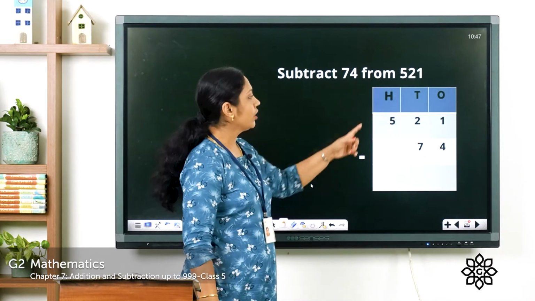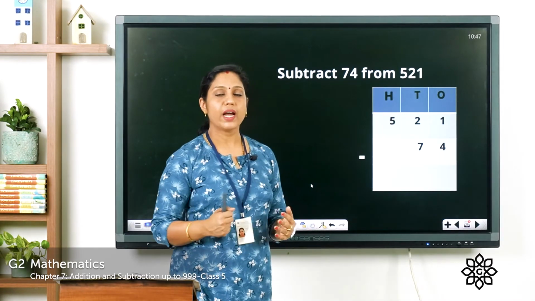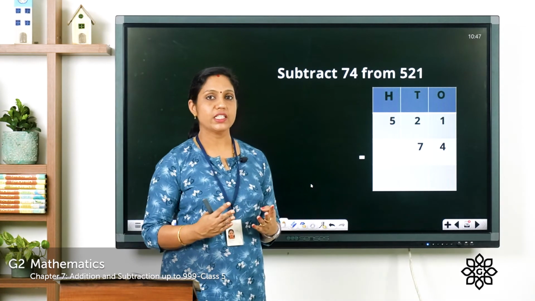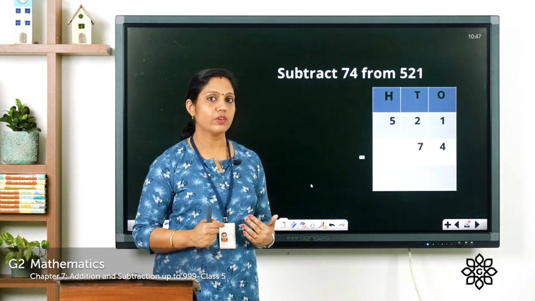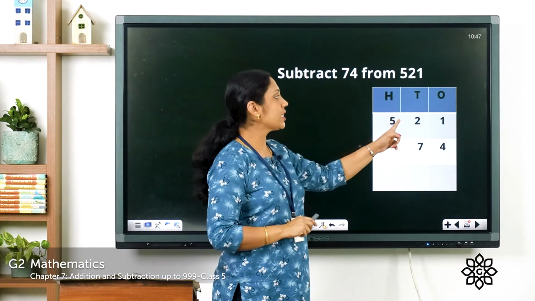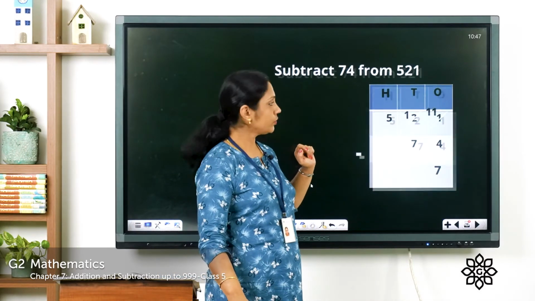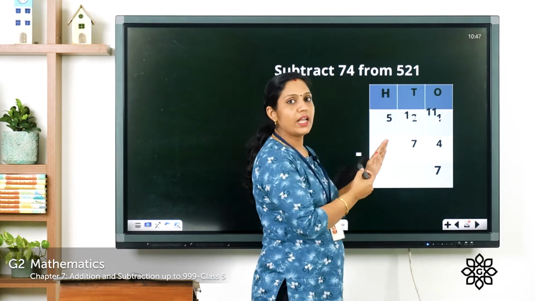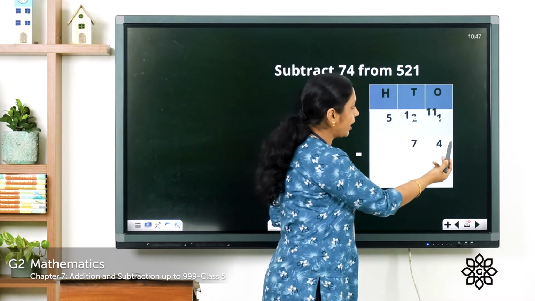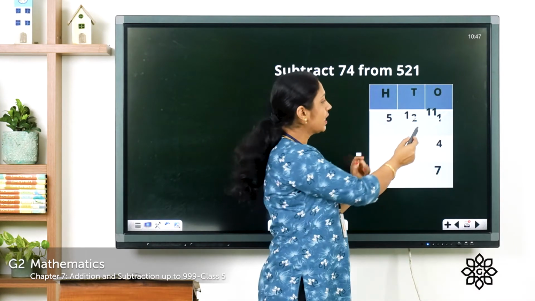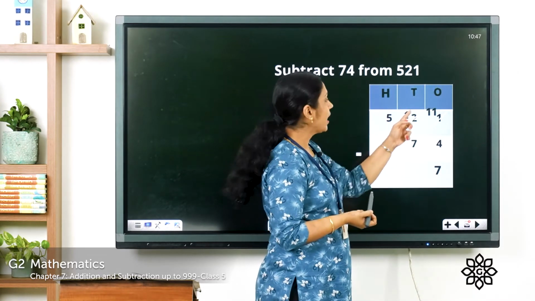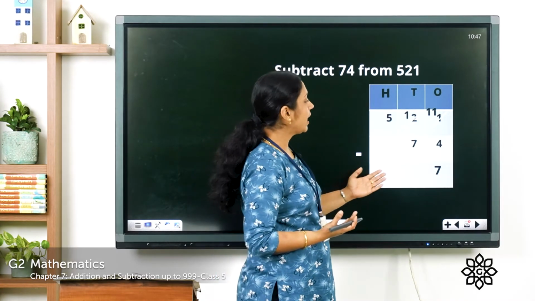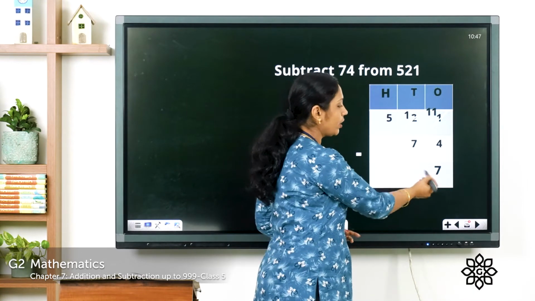So now let's check. In the ones place we have 1 minus 4. Which number is greater? Is 1 greater or 4 greater? 4 is greater. So we are not able to subtract. So what do we have to do? We have to move to the tens place and borrow from 2 here. So when we borrow from 2, here in the tens place we get the number 1, and that 1 that we have borrowed we'll take to the ones place, and 1 becomes 11. Now we'll subtract 11 minus 4. We are able to subtract 11 minus 4. So we get the answer 7. That we can write here in the ones place.